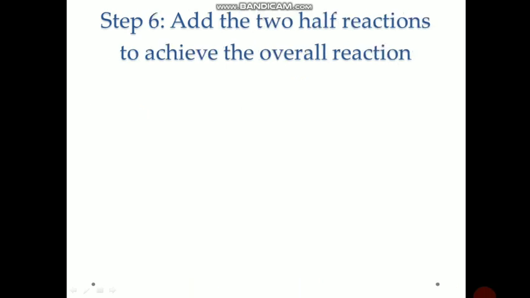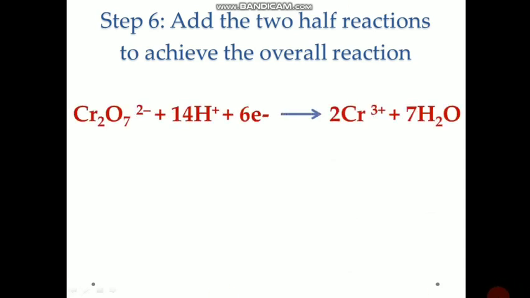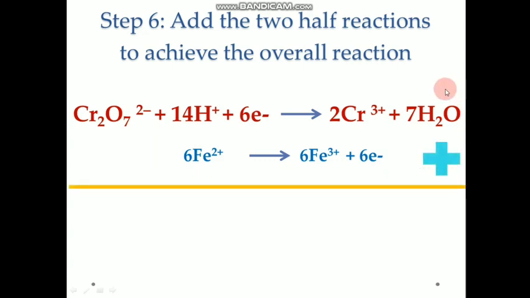In the next step, we add the two half reactions to achieve the overall reaction. So now we have the balanced reduction part and the balanced oxidation part. Both of them are balanced. Once we achieve this stage, we need to add both the reactions. So we take the sum of both reactions to get our overall reaction. Here we add the reactant parts to get the reactant side, and we add the product parts to get the product side. So we can cancel off the electrons also.